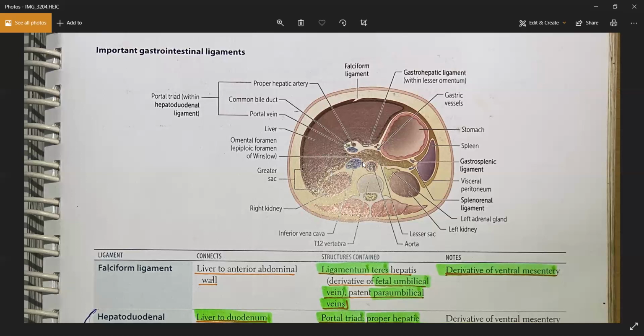Okay, so the peritoneum will be divided into two sacs, the greater sac and the lesser sac. Any doubt so far?